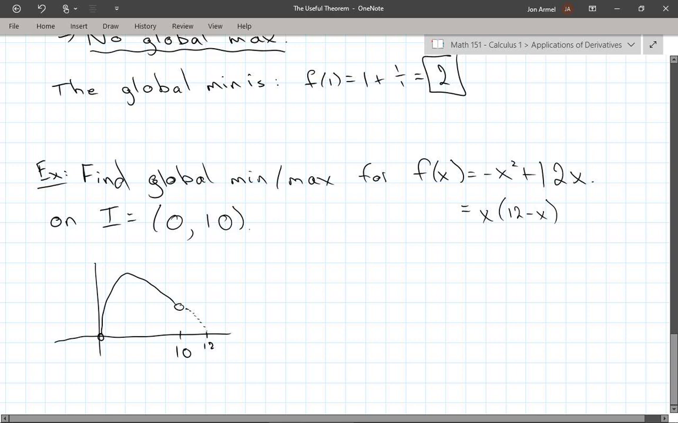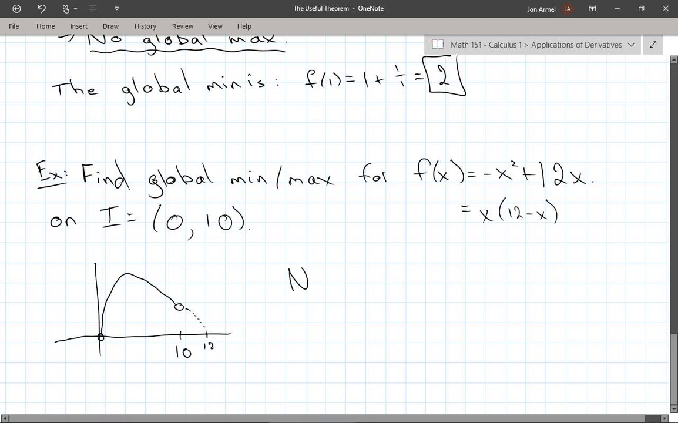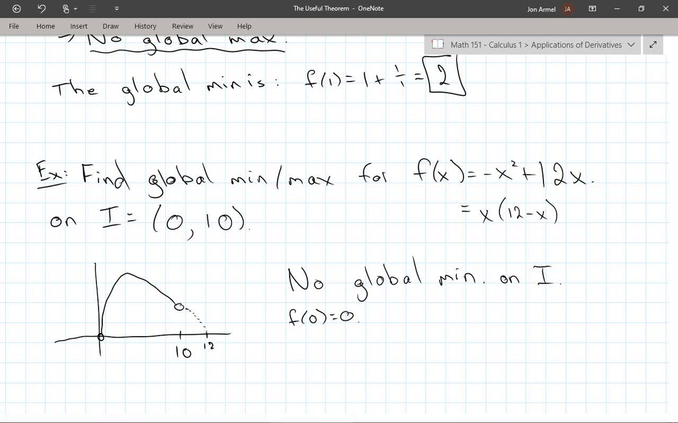So I would argue that just from this picture, we can tell that there's no global minimum on I. You could also argue that f of 0 equals 0, and everywhere to the right, the function is bigger than 0, so 0 should be the minimum, but it never actually hits that value because 0 is not part of our interval, so there's not going to be a global minimum. The function values can get closer and closer to 0, but never actually get there.